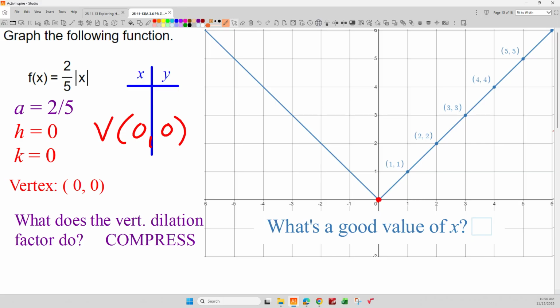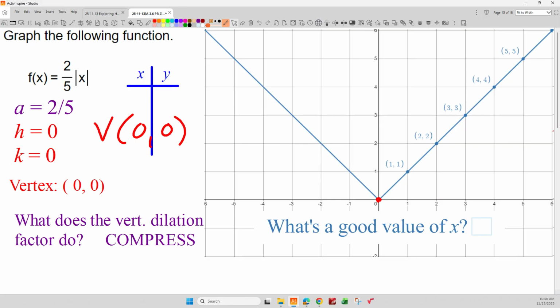What would be a good value of x to pick for our second point? I could pick 1, sure. I could plug 1 in. If I plug 1 in for x, I'm going to get 2/5 times the absolute value of 1. What's that? Ooh, that's not very convenient. Can you think of maybe a better value of x that would be more convenient, easier to graph? 5 would be a good one.